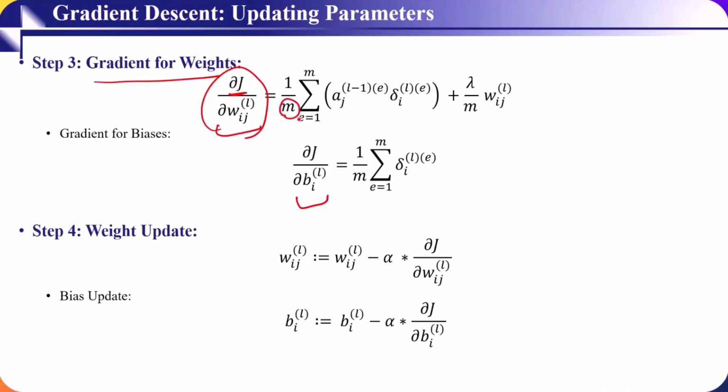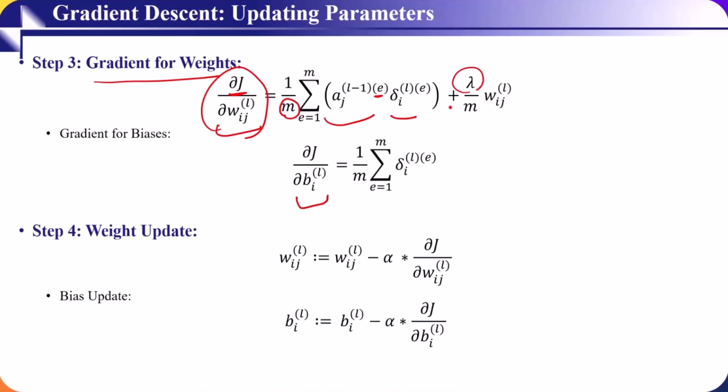And m here is the number of training examples. a_j^(L-1) is the activation of neuron j in layer L-1 for the k-th training example, where k is a counter for the training examples. And delta_i^L is the error term, or backpropagated gradient, for neuron i in layer L for the k-th training example. Finally, we have lambda here. This is the regularization parameter that controls the strength of weight decay, like L2 regularization.